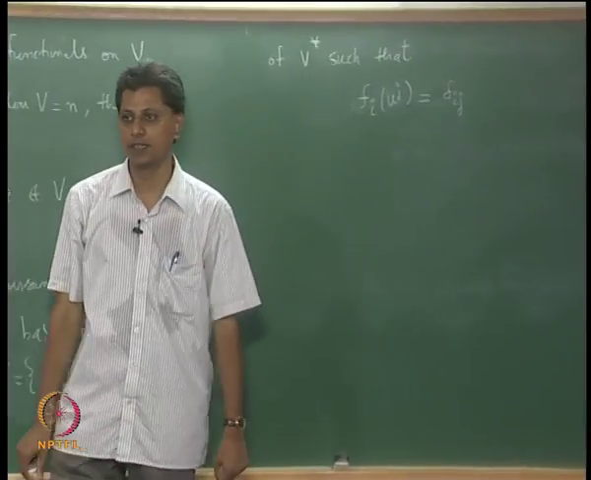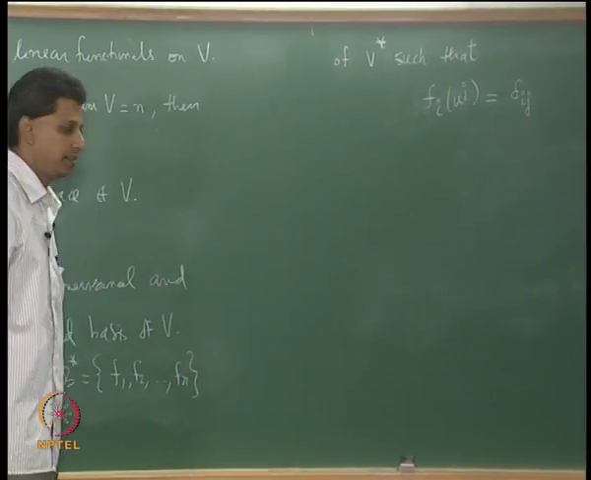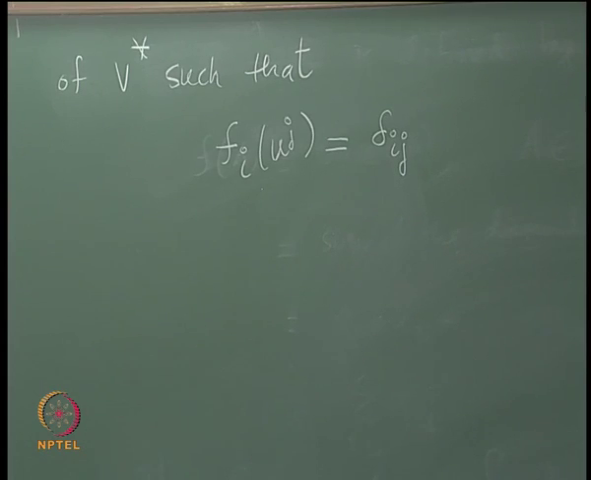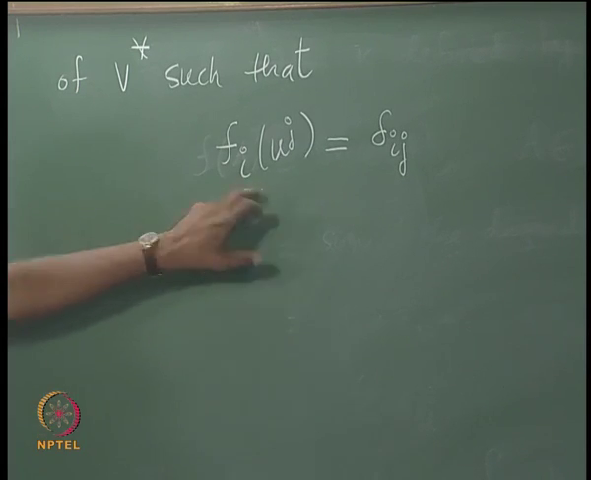This basis F1, etc., Fn is related to the basis U1, U2, etc., Un by means of these equations. Remember, these are n square equations. Delta ij is a Kronecker delta, it takes n square values. I and j vary from 1 to n. So these are n square equations. We also have further properties.